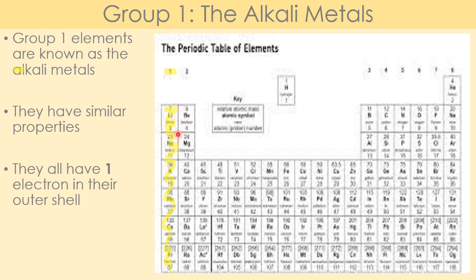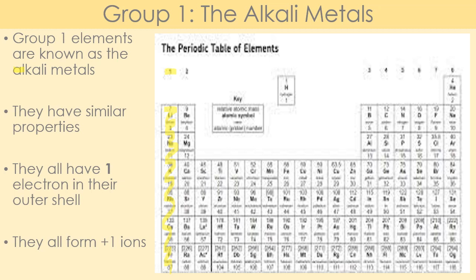All of group 2, and these ones here, have 2 electrons. All of group 3 have 3. Group 4 have 4. Group 5 have 5 electrons, and so forth. Group 0, and they have a full outer shell or no electrons. And they all form 1 plus ions.